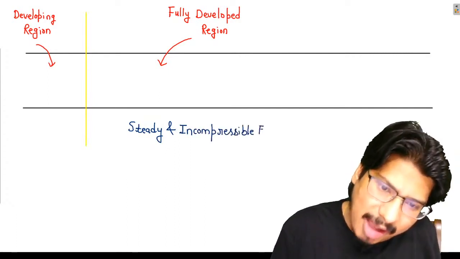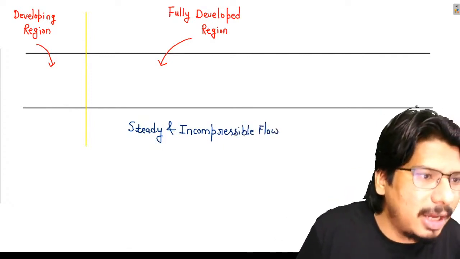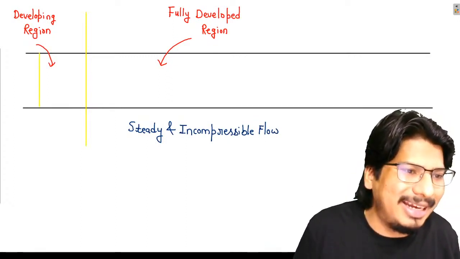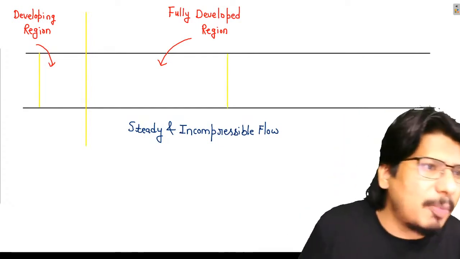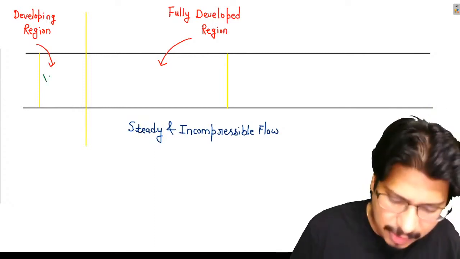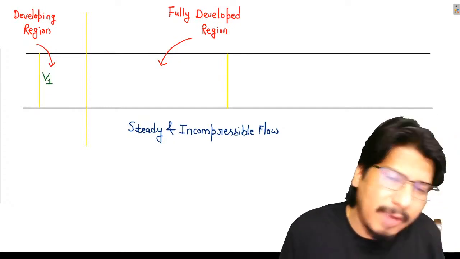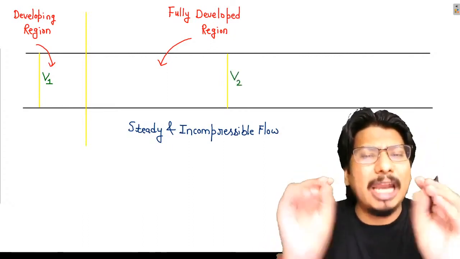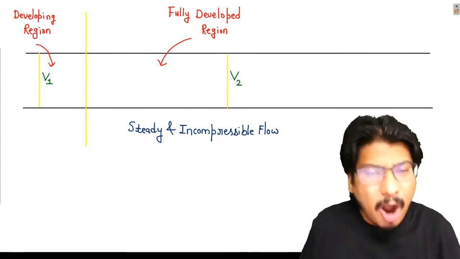Then anyone in the class can tell me, if I am taking one cross section here in developing region and one cross section here in fully developed region, let us suppose in developing region the average velocity at this cross section is v1, and here the average velocity is v2. My question is very simple. Can you tell me which one is more, which one is less? v1 will be more, or v2 will be more, or both are equal?